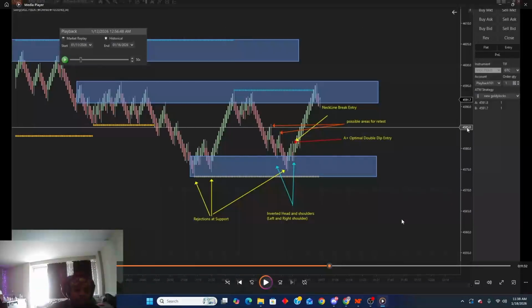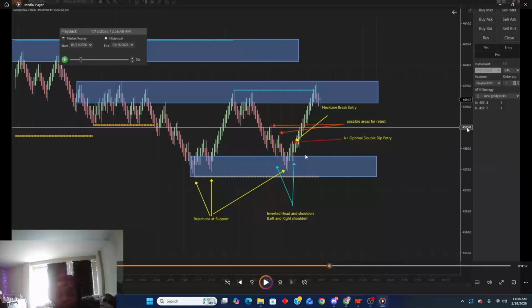Rejections at support, inverted head and shoulders, left shoulder and right shoulder, head right here, A plus double dip entry. Listen, so neckline break. If price was to fail here, we would have just lost the trade. But price pushed up, gave us our take profit, right? Okay. Now, look, possible areas for a retest. Price can come down, reject off of this, but this is the A plus optimal double dip entry.